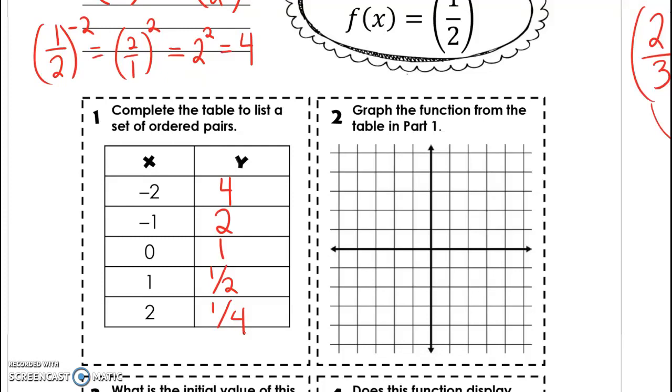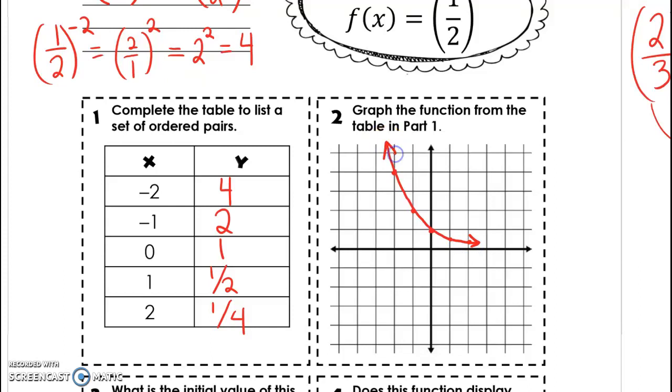Ever heard of radioactive decay? All right, here you go. Here's your connection to science. Am I still approaching something without ever touching it? What am I approaching without ever touching it? I'm approaching 0 on the x-axis, a y value of 0. I will never touch it.